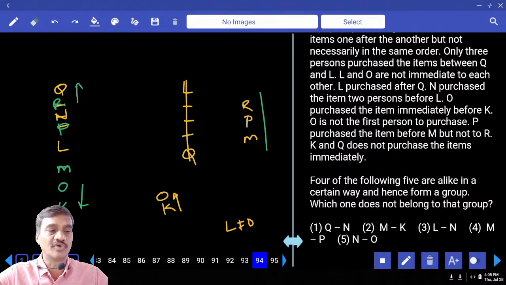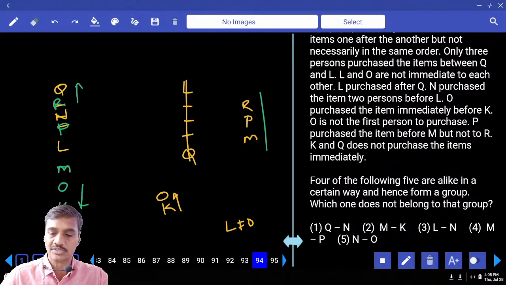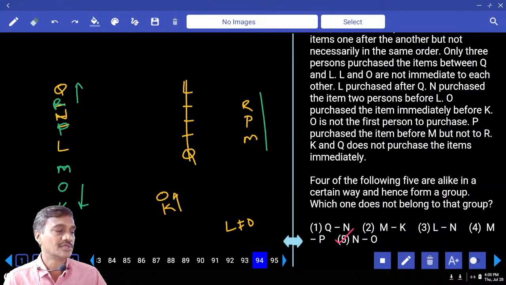And 4 out of the following, means odd one out. Q and N there is 1 person, M and K there is 1 person, L and N there is 1 person, M and P there is 1 person, N and O there are 3 persons. Then what is the odd one out here? Choice 5 is the odd one.